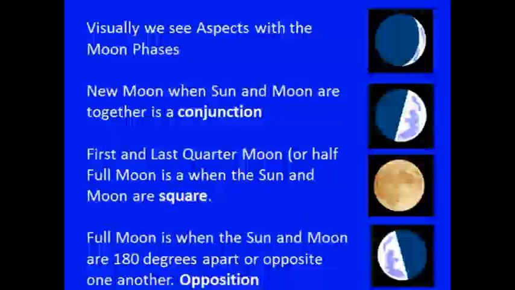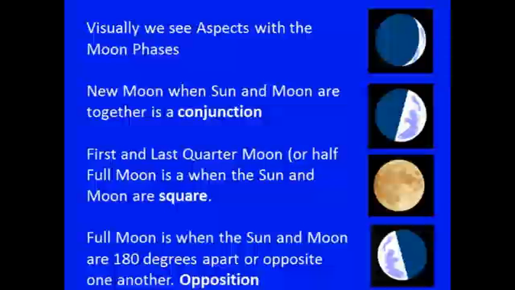So when the sun and the moon are together, it is a conjunction. Any two planets coming together is a conjunction. If there happens to be a planet rising at the time you're born, it is conjunct the ascendant. So conjunctions are when planets come together.